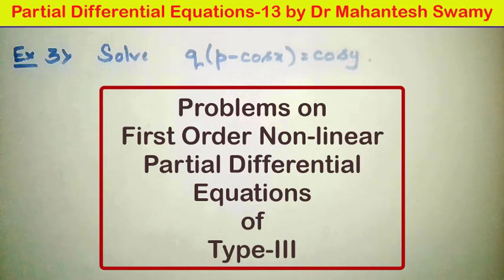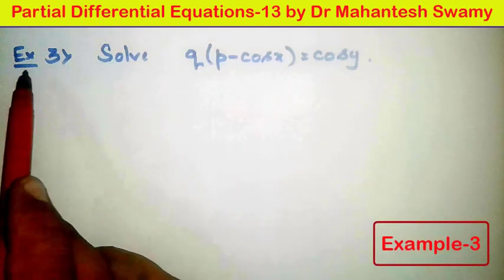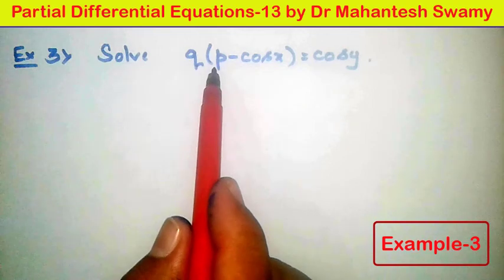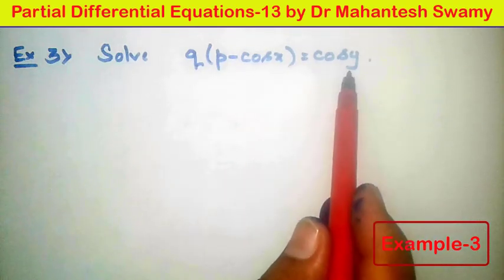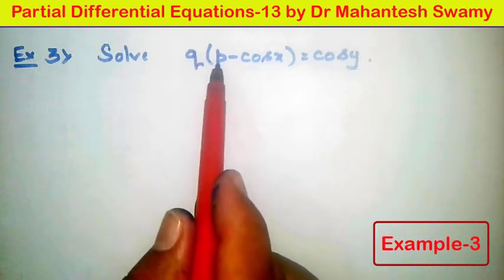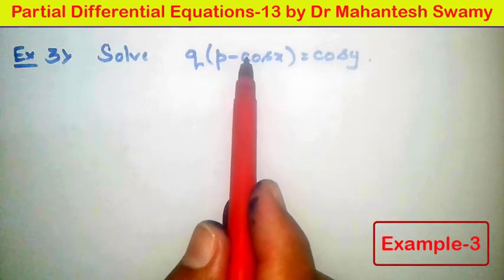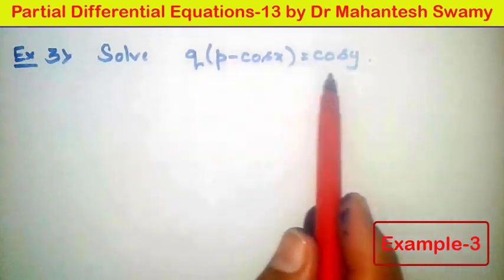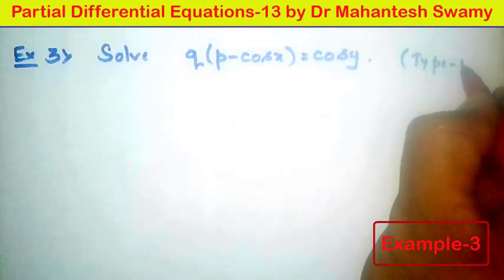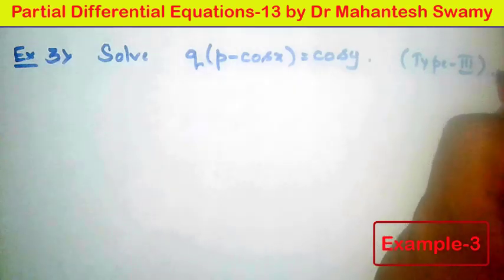Hello everyone. In this video we shall consider a few more examples on nonlinear first order partial differential equations of type 3. So example number 3 here is to solve the partial differential equation q into bracket p minus cos x equal to cos y. Definitely it is a first order non-linear partial differential equation because these two terms are multiplied together and it is not containing any z term, therefore it is of type number 3. So it is a first order non-linear partial differential equation belonging to type 3.